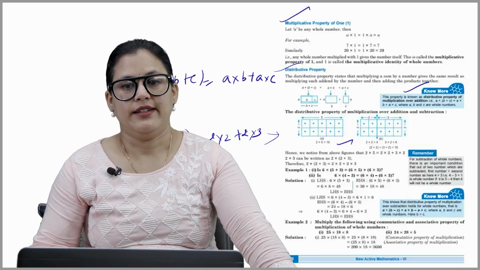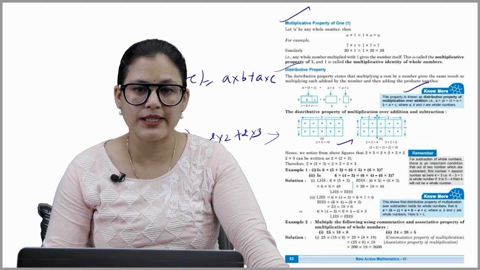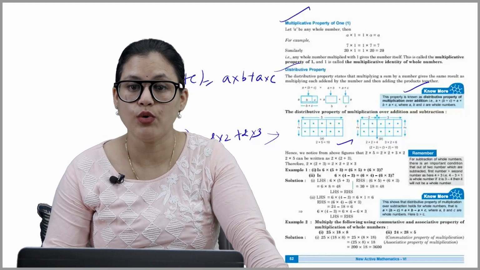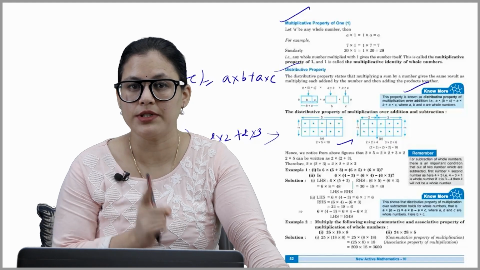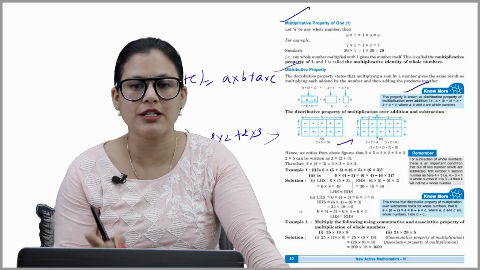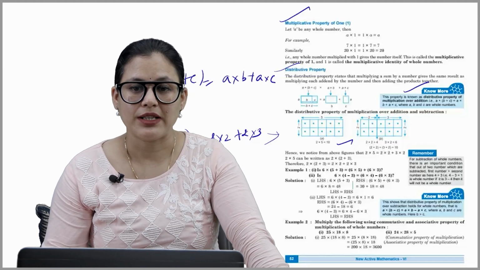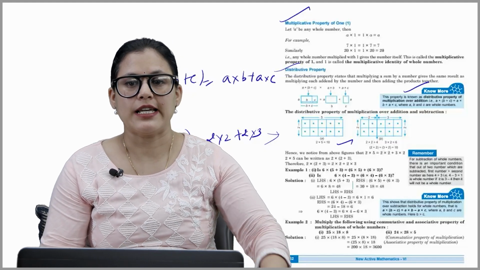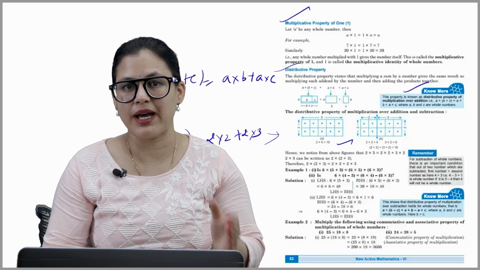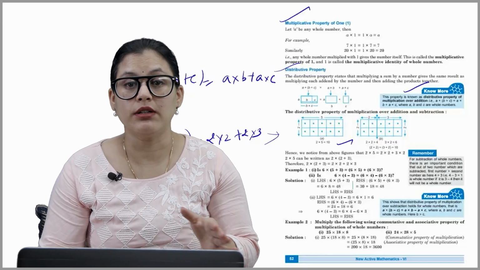Remember, for subtraction of whole numbers, there is an important condition that out of two numbers which are subtracted, the first number should be greater than the second number. As here, in this case, 4 is greater than 3. That is 4 minus 3 is equal to 1, which is a whole number. If it is 3 minus 4, then it will not be a whole number.